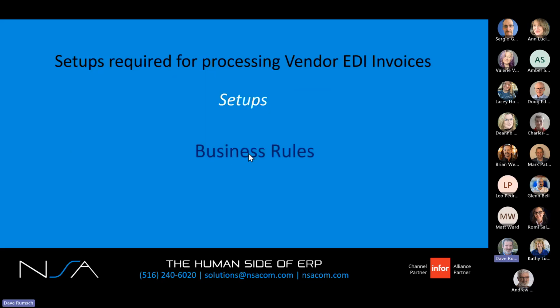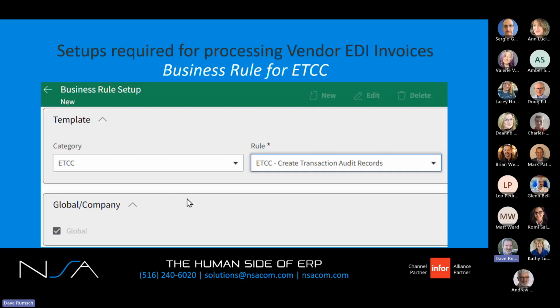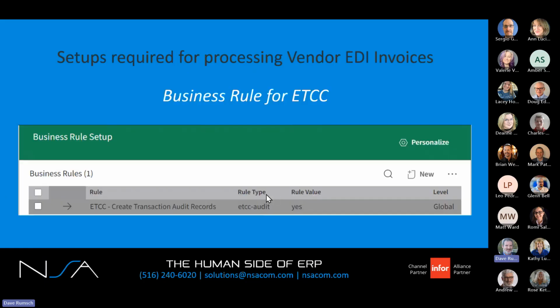You need to set up one business rule for this process. You go into the business rule setup function and click New. You'll create ETCC for this business rule to create transaction audit records. This will allow the Electronic Transaction Control Center to process the transactions. Without this, you won't see those records. When you do your new setup and you're finished, it should look like this with the run value set to yes.